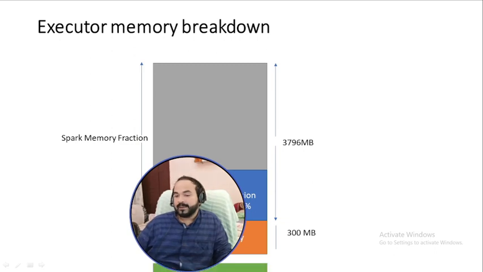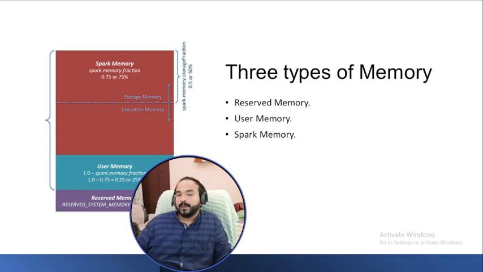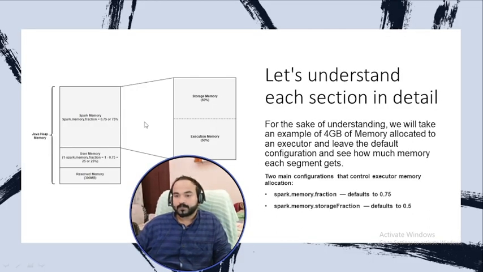Okay, and the rest is execution memory and storage memory. So there are basically three types of memory: reserve memory, user memory, and Spark memory. In Spark memory, both storage memory and execution memory come. We will discuss them one by one. For user memory, you take 1 minus the Spark memory fraction, so 25% of your memory, and 300 MB is fixed for reserve memory. Okay, so let's understand each section in detail.